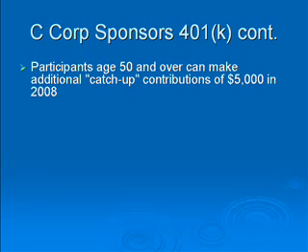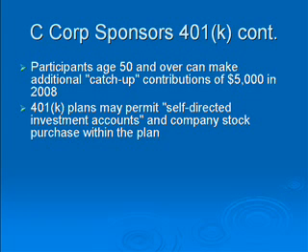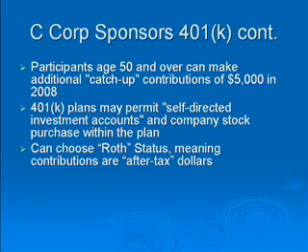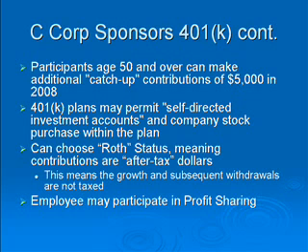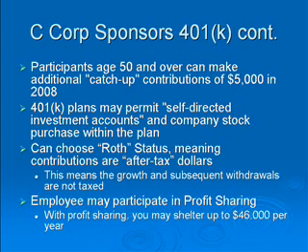Participants age 50 and over can make an additional catch-up contribution of $5,000. 401k plans may permit self-directed investment accounts and company stock purchase within the plan. You can choose Roth status, meaning contributions are after-tax dollars. This means the growth and subsequent withdrawals are not taxed. The employee may participate in profit sharing. With profit sharing, you may shelter up to $46,000 per year.